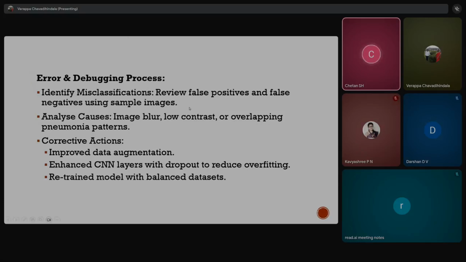Corrective actions. Improve the data augmentation, like rotating the images and zooming the images, to increase the data diversity. Add dropout layers in the CNN to reduce the overfitting. Retrain the model using balanced data sets.